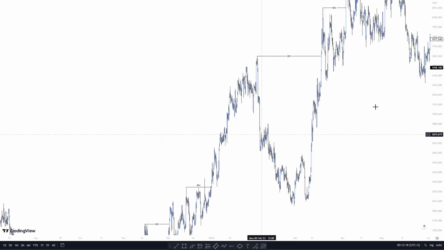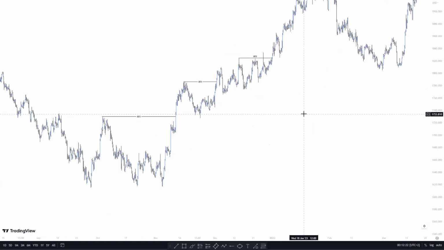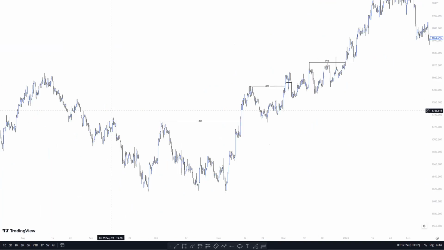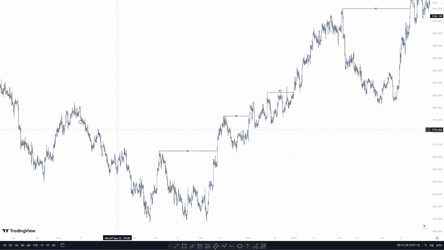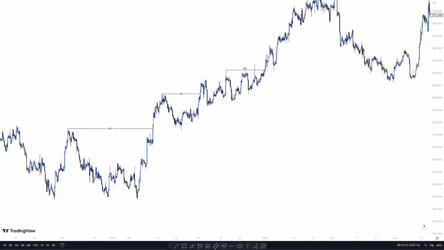Okay, so let's just do a quick marking of supply and demand. I won't be marking this side. I don't want to be doing the whole thing, it will take a lot of time. So here, with this area here, price didn't really come into it.